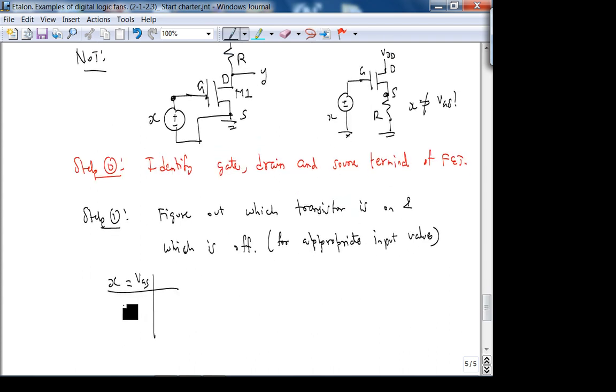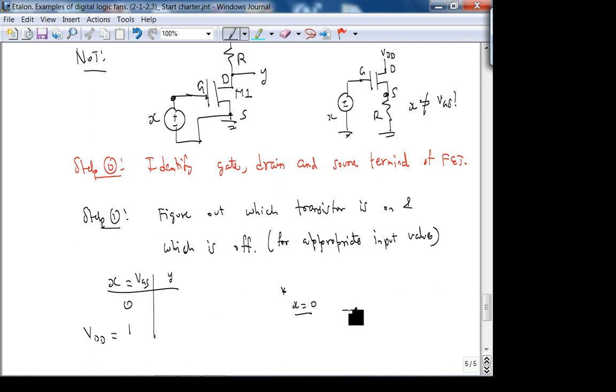So what are the values of X we substitute? What values of X? 0 and 1. So let's make 1 equal to VDD, okay, the power supply. So when X is 0, VGS is 0, how is the transistor acting? So let's look at that. When X equals 0, the transistor is what? What is the transistor doing? It's open, it's off, okay?